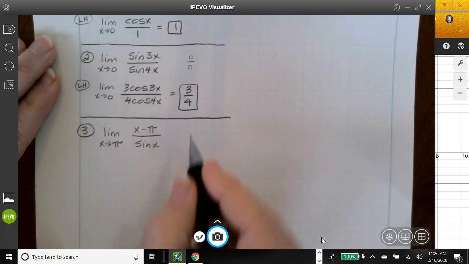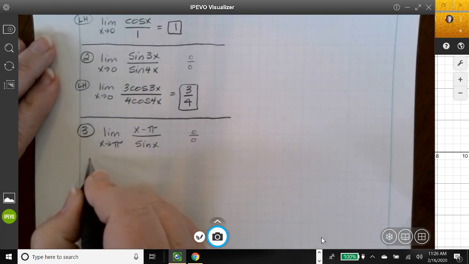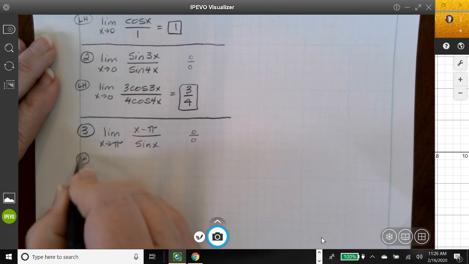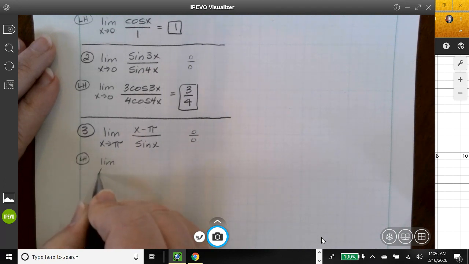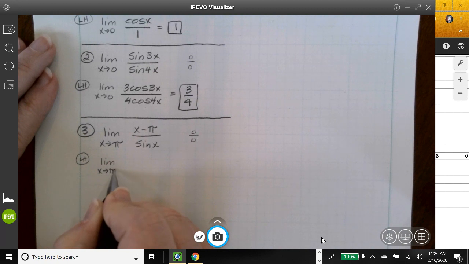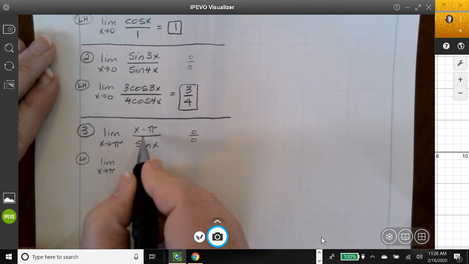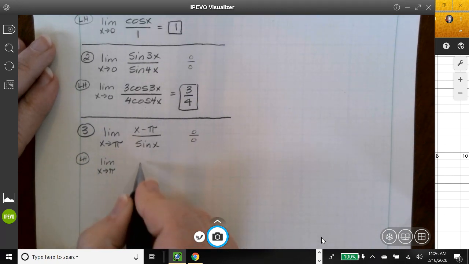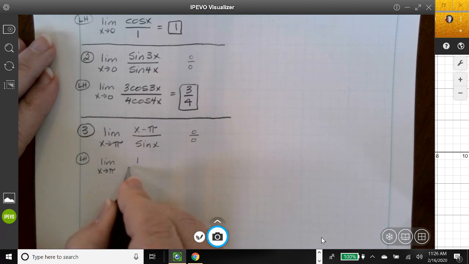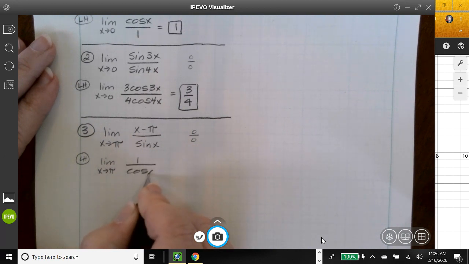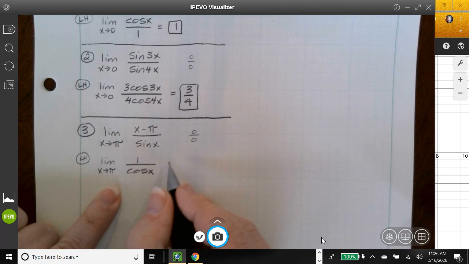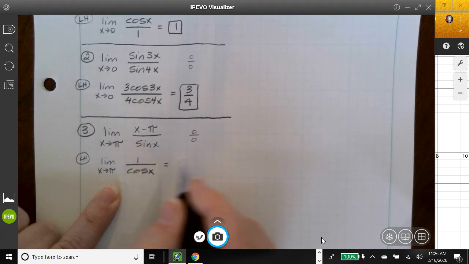So now I can use L'Hopital's rule, which states that the limit's going to be equal to the ratio of their rates of change. So what is the derivative of the numerator? Well, that's just 1 over the derivative of the denominator, which is cosine x. And now I can plug pi in, and the cosine of pi is -1. So this turns out to be 1 over -1, or just -1.